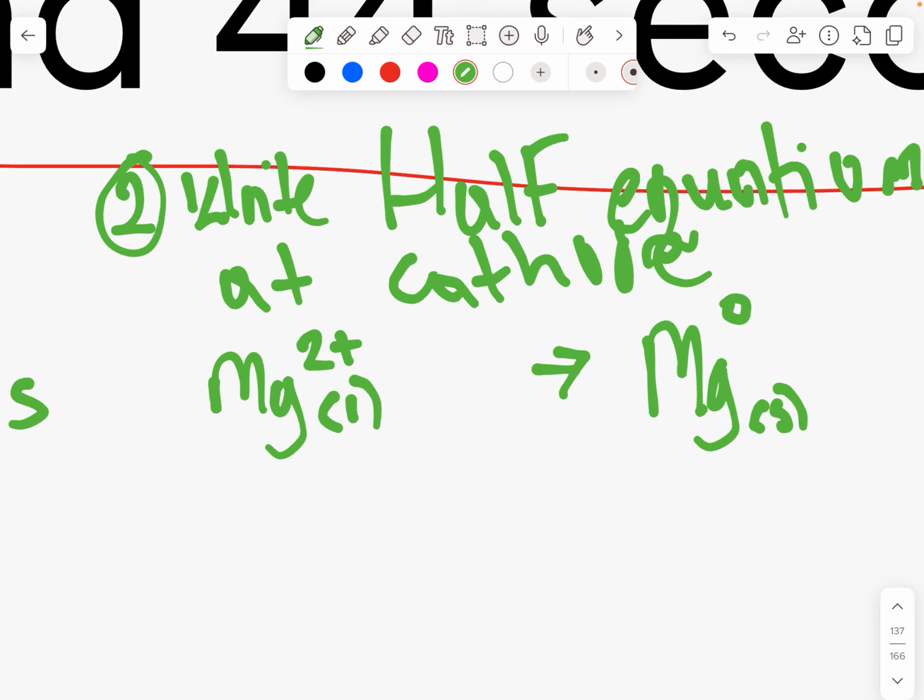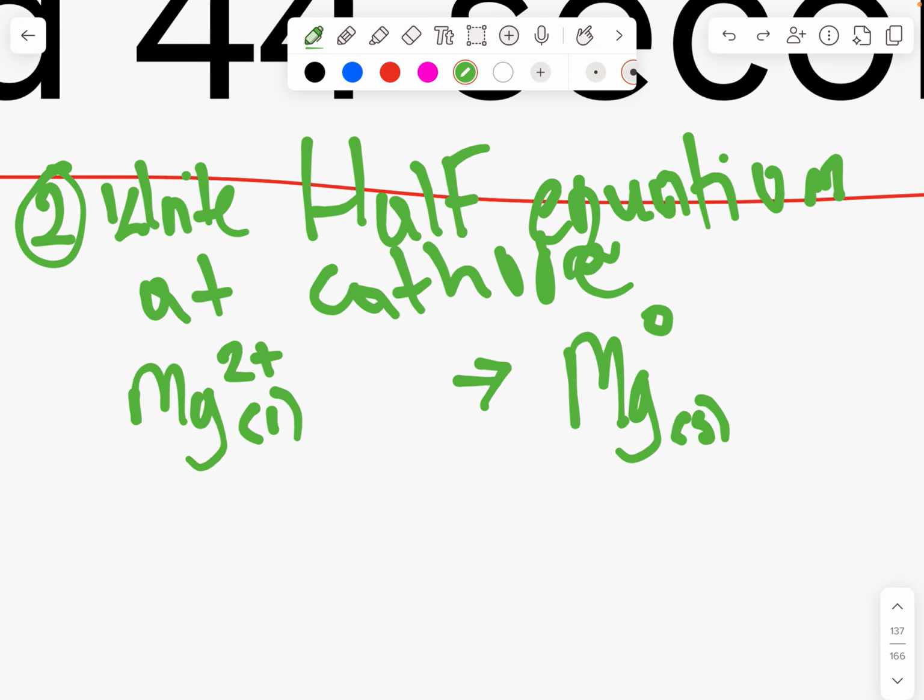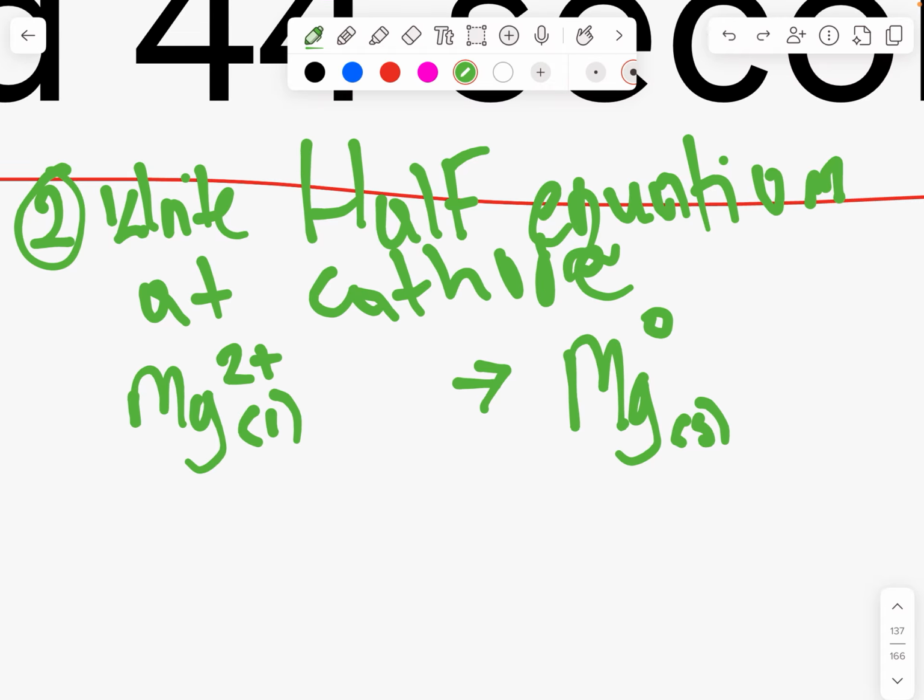Something is missing from this equation. It's a half equation, so we're missing our electrons, right? How many electrons are involved here? Let me actually take out the plus, because I left the space for a reason. How many electrons are involved here? 2. It goes from a 2+ charge to a 0, so it's 2 electrons. And is this charge increasing or decreasing? It's decreasing. Going to the right, you increase. Going to the left, you decrease.